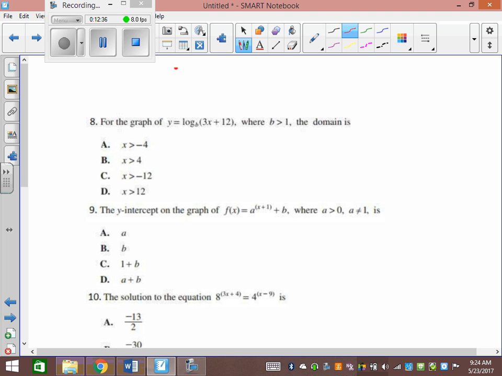Okay, what do we have to remember for this one? Take the 3 out. y equals log base b of (3x plus 12), which is 3 times (x plus 4). So my asymptote is normally at x equals 0. It's now been moved 4 to the left. So it's at x equals negative 4.